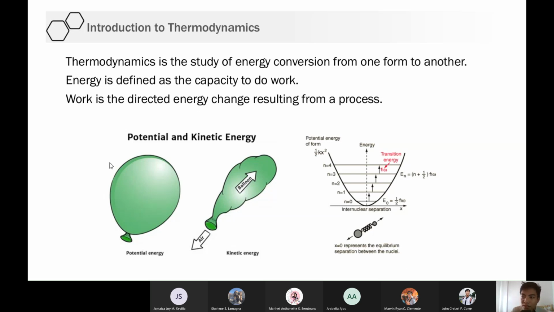Okay? For example, this cursor, ito yung example ko last time. This cursor, kapag nag-apply ako ng force dyan, gagalaw yan. So, ibig sabihin, may work and at the same time, may energy. Okay? So, ito yung mga basic form of energy. We have the potential energy, which is the energy at rest. The kinetic energy, which is the energy in motion. And then we have here the vibrational energy of the molecules.